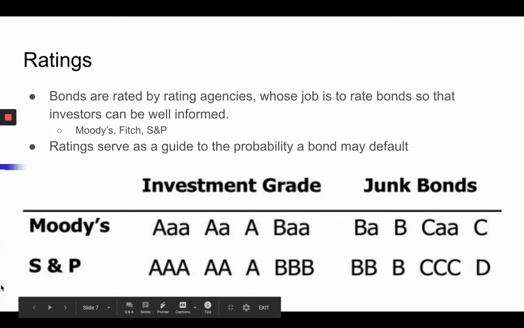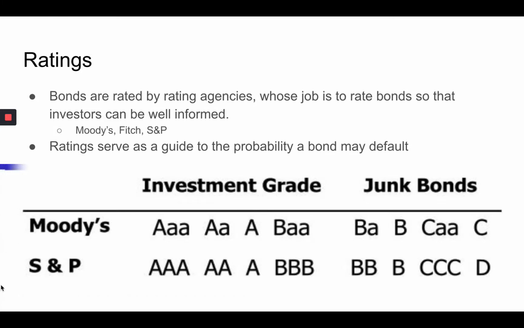Another thing to know about bonds is that they are rated by rating agencies, whose job is to rate bonds so that investors can be well informed. The big three are Moody's, Fitch, and S&P. Essentially, ratings serve as a guide to the probability that a bond may default. Both sovereign governments and corporations are given ratings by rating agencies.